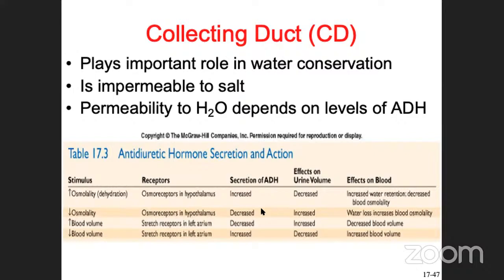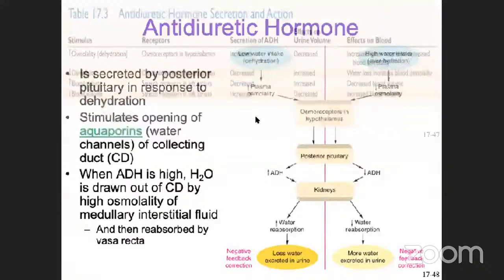On the other hand, if the system receives a signal saying that, okay, your blood volume is low, the stretch receptors in the left atrium again react to this by secreting more ADH, and more ADH means you will decrease the amount of urine, and after that it will increase the blood volume to the normal level. So this is one of the functions of the ADH.